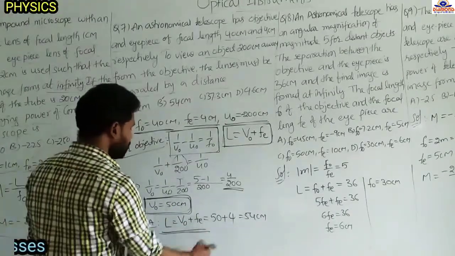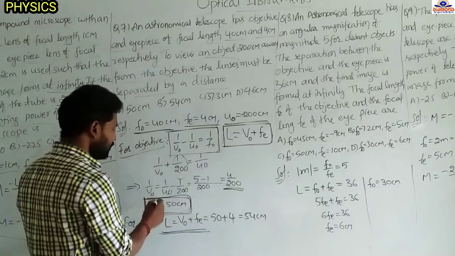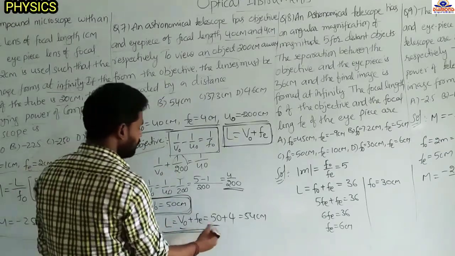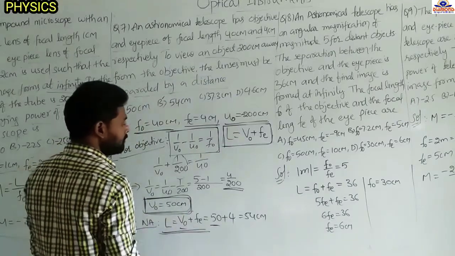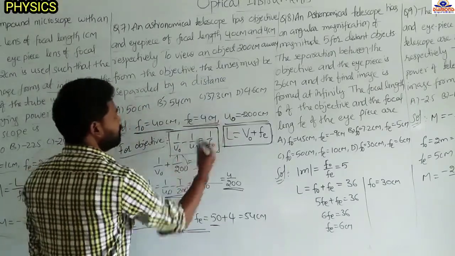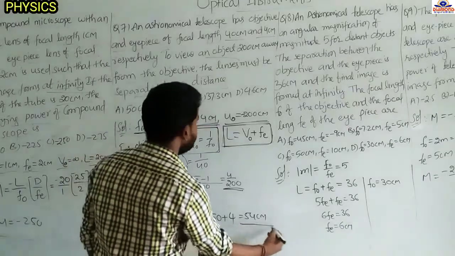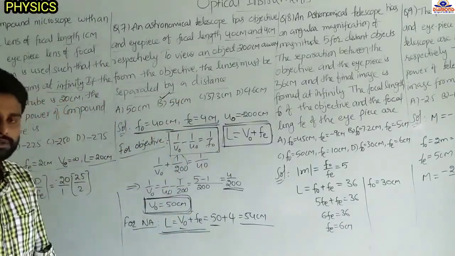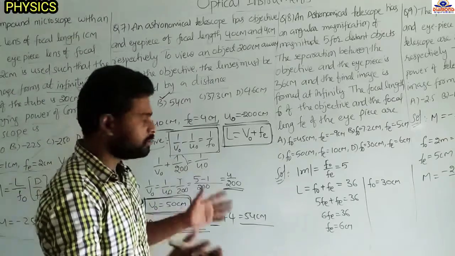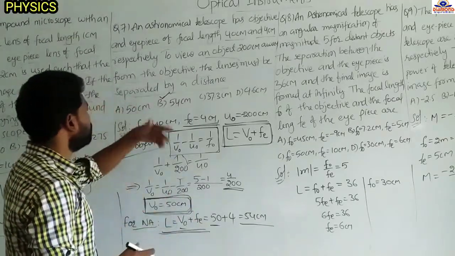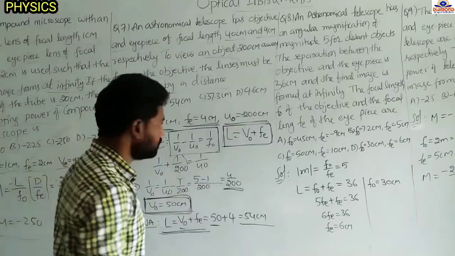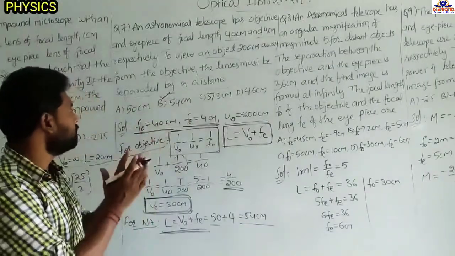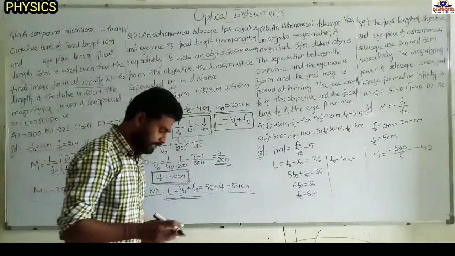The length of the tube equals the image distance of the objective lens plus the focal length of the eyepiece. So 50 is the image distance of the objective lens plus the focal length of the eyepiece, which is 4 centimeters. 50 plus 4 is 54 centimeters. So the separation between the lenses is 54 centimeters. Sorry, not compound microscope, telescope. The length of the telescope tube is 54 centimeters.